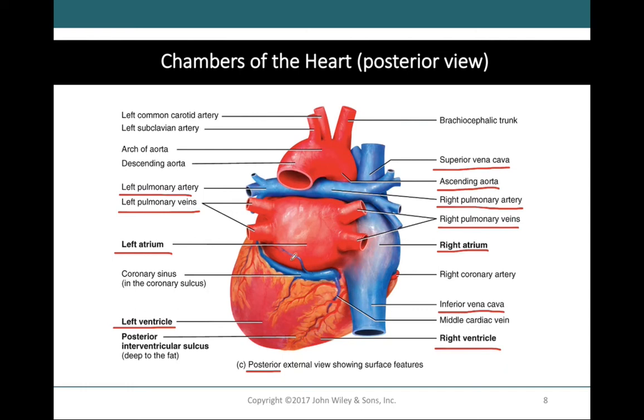These will dump into the left atrium, which will eventually allow blood to flow into the left ventricle. And then the left ventricle is going to pump that blood up into the aorta. And then the aorta is going to take that blood out to the rest of the body. Now, I have just very quickly gone over the pathway that blood takes as it goes through the cardiovascular system.